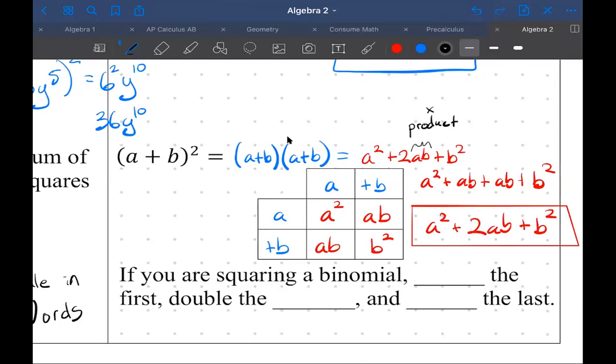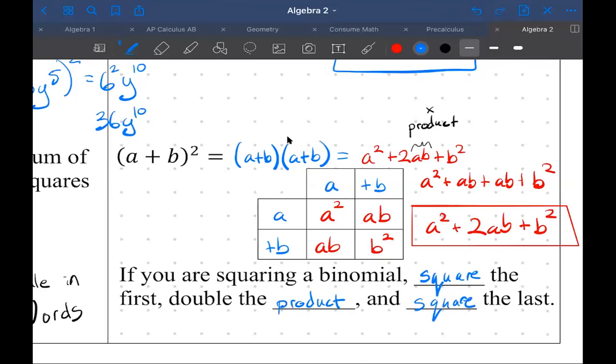Can I answer the fill in the blanks? You may, yeah, go for it. If you are squaring a binomial, square the first, double the product, and square the last. Double the product. I can't spell product. And square the last. There it is. Yeah, thank you, Wyatt.